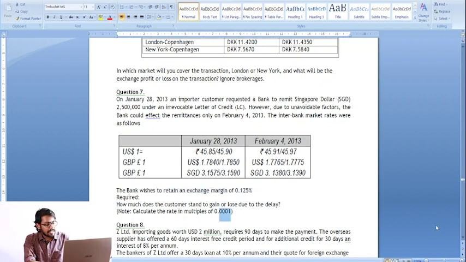Here, for the first time, the question is explicitly saying calculate the rate in multiples of 0.0001. I have been saying that all along. Take 4 digits in decimal. That's how it practically happens. So, can you do it on your own? Take 5 minutes. What is required? Start with the word required. What is required? How much does the customer stand to gain or lose due to the delay? Please calculate very quickly. Take 10 minutes and calculate.